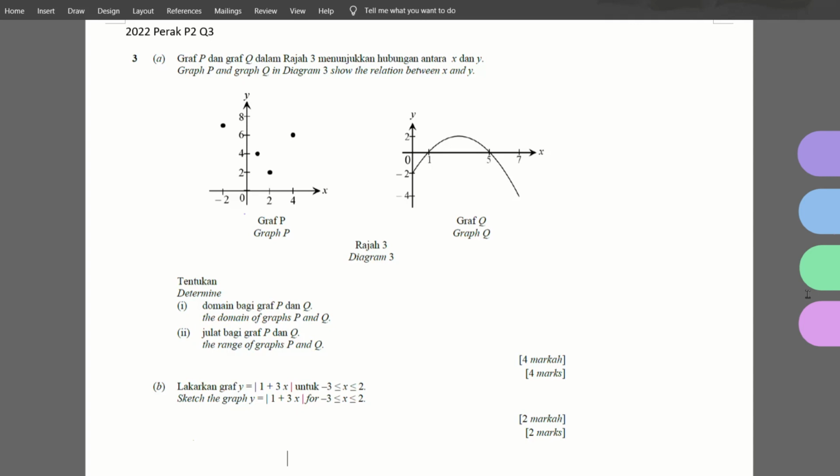So for today's video, we will look at a question from Form 4 Chapter 1 Functions. So before we begin to discuss this question, y'all can take a look and try it by yourself first.